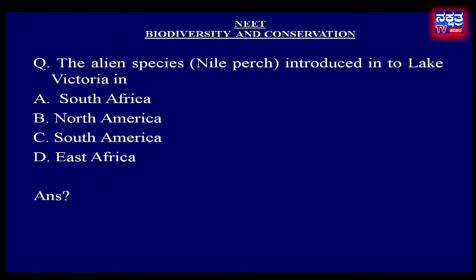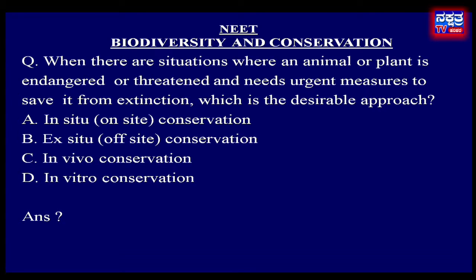Move to next question. When there are situations where an animal or plant is endangered or threatened and needs urgent measures to save it from extinction, which is the desirable approach? Option A, in situ or on-site conservation. B, ex situ or off-site conservation. C, in vivo conservation. D, in vitro conservation.